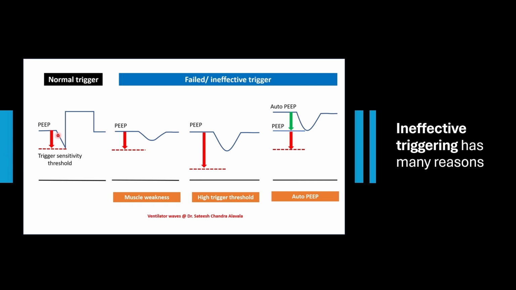So normal trigger is this. But what happens is that in case of auto-PEEP, the trigger which is required is more. More trigger is required in case of PEEP because of extra pressure. So a harder force has to be generated by the patient, more flow has to be generated, and this is the reason it cannot be generated enough. That's the reason the ventilator does not get triggered, and this is known as ineffective triggering.